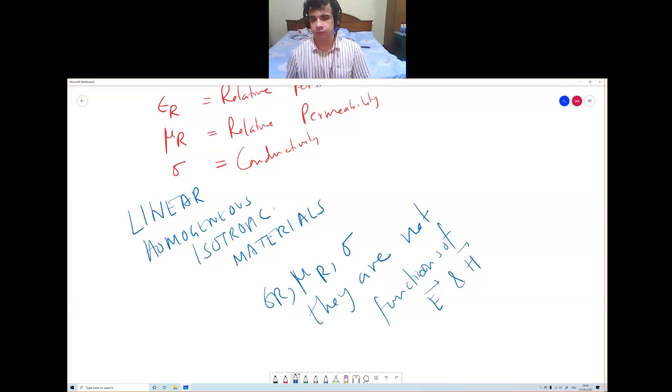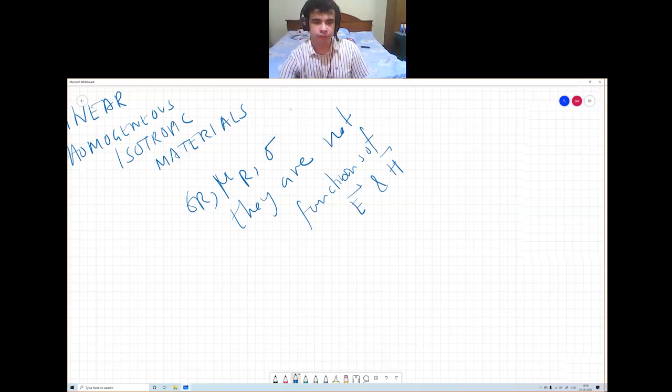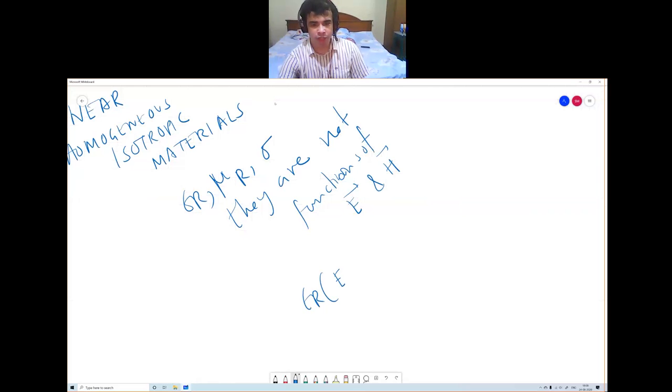Understand? Had this not been the case, had mu r and epsilon and sigma been functions of E and H, we would have to write epsilon r for a given E and H. But that is not the case. Epsilon r, mu r, and sigma remain constant no matter how big or how small the field is. So it's a linear concept. Okay.